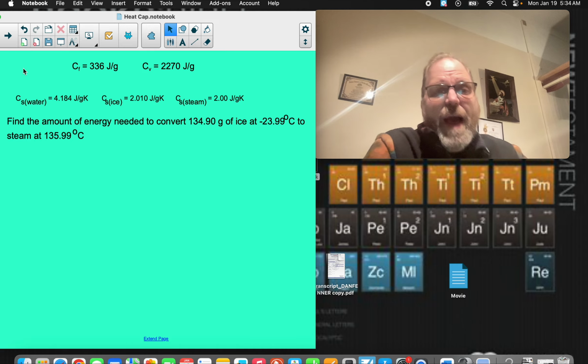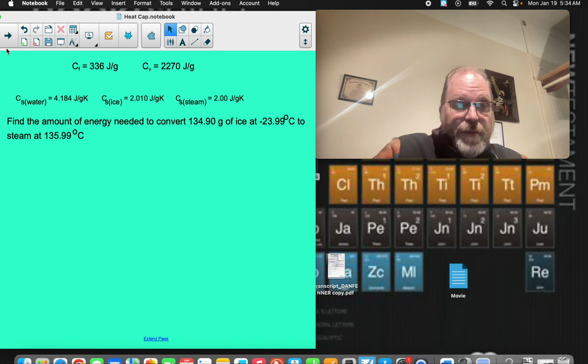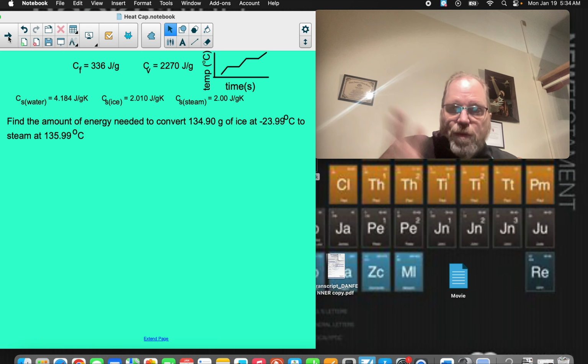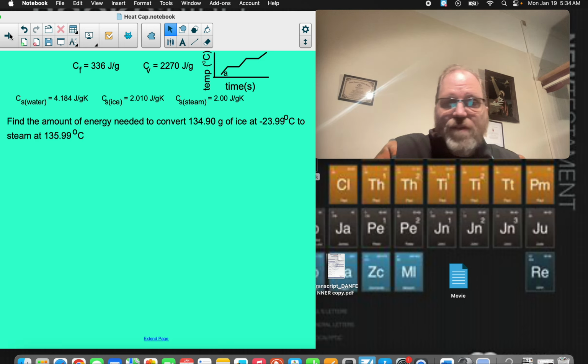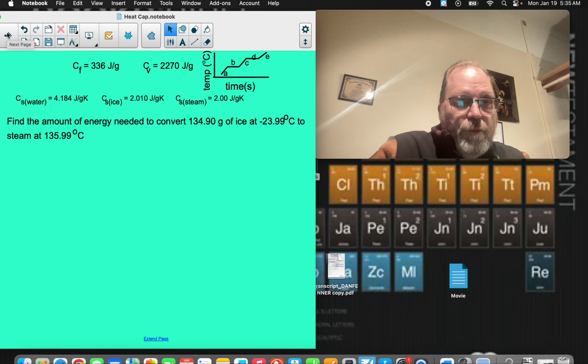I want to take a problem. I want to find the energy needed to convert 134.90 grams of ice at negative 23.99 degrees Celsius to steam at 135.99 degrees Celsius. We're going to start. Basically we're doing 5 steps. First, we have to heat the ice. Then we have to melt the ice. Then we heat the water. Then we boil the water to steam, and then heat the steam. So there are 5 processes in this situation.